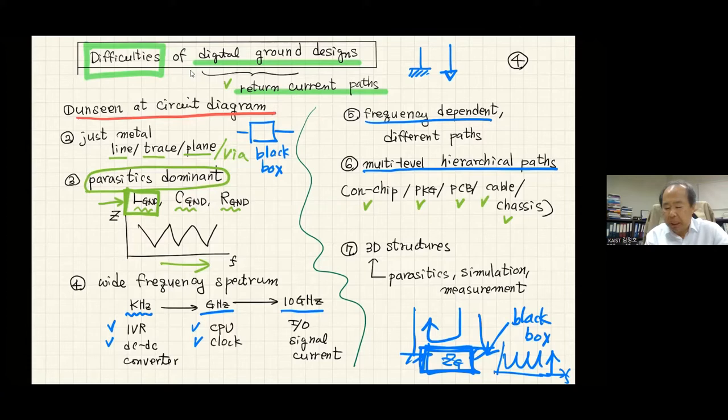The last difficulty comes from three-dimensional structures. The return current path is really three-dimensional. So when you want to simulate the return current path and impedance using computers, you have to use 3D EM simulations, and it takes long computing time. It takes a lot of computing resources to estimate the noise issues associated with digital ground. I think these seven difficulties are the main reason why digital ground design is much, much more difficult than conventional circuit design.